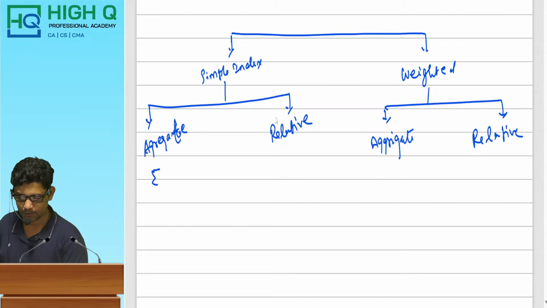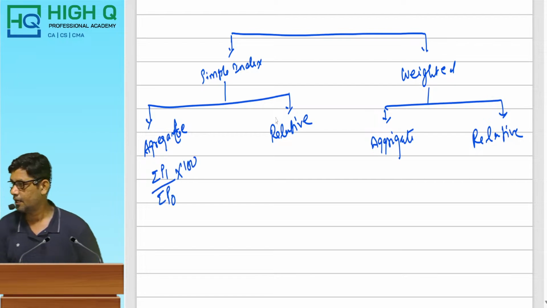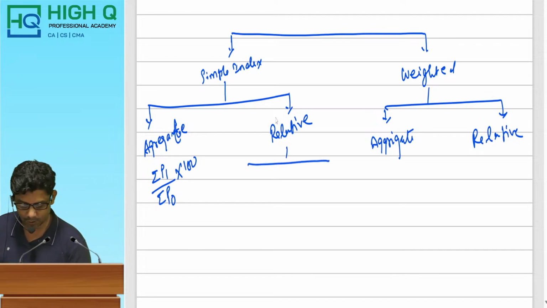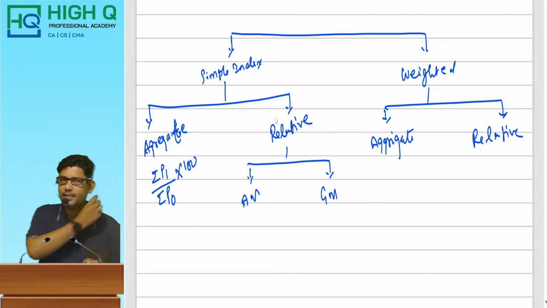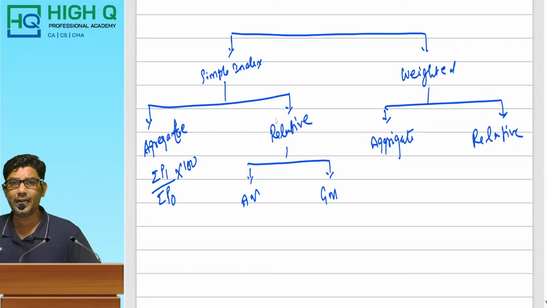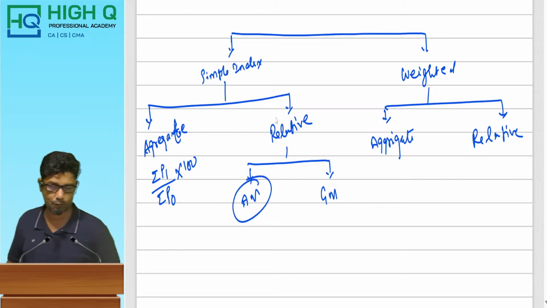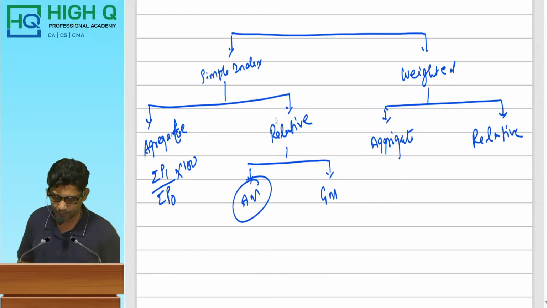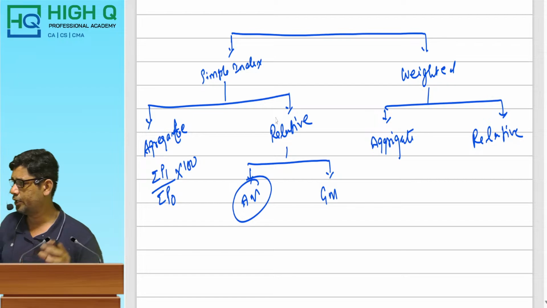Now listen here. What is the formula for the aggregate method? Summation P1 divided by summation P naught into 100. But in relative, we have two methods: arithmetic mean and geometric mean. The best index number is actually the geometric mean index. But because it is a little difficult to compute, most of the time we use the arithmetic mean index. So in my formula also I am going to use only arithmetic mean.